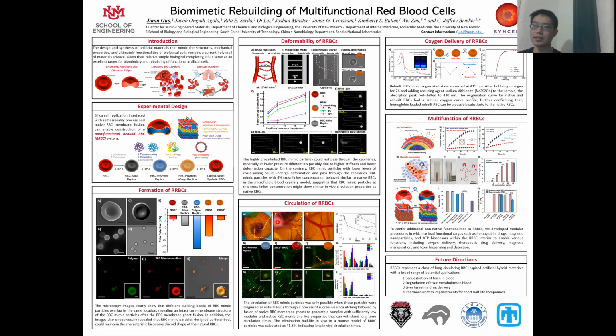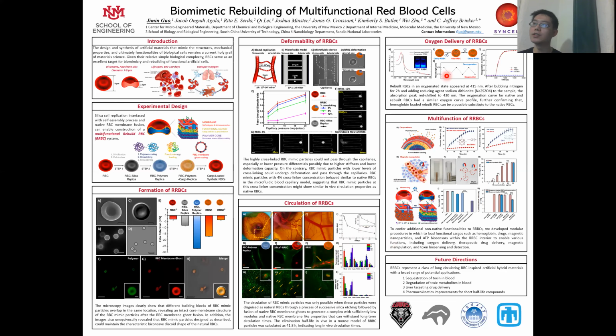To further emphasize this, we injected our rebuilt red blood cells into the chicken embryo models and the mice models. As we see, they circulate very well inside the chicken embryo vasculature. And for the mice models, the circulation half-life is close to 2 days, which indicates a long circulation time.